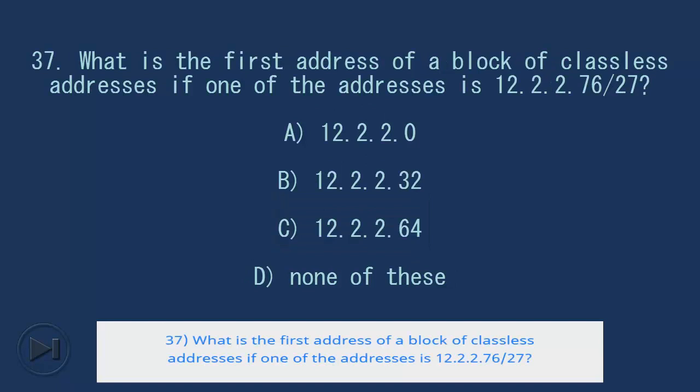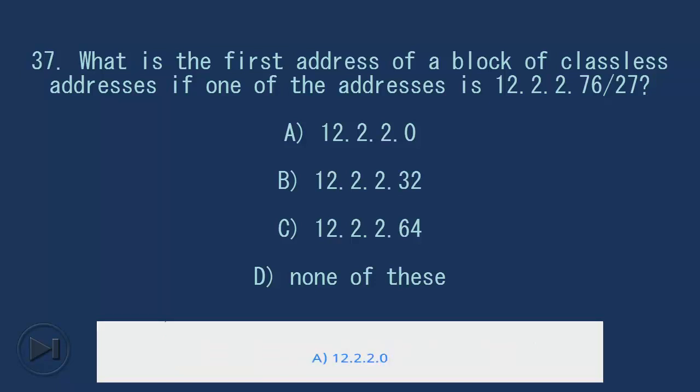37. What is the first address of a block of classless addresses if one of the addresses is 12.2.2.76/27? A, 12.2.2.0. B, 12.2.2.32. C, 12.2.2.64. D, none of these. Answer, C, 12.2.2.64.